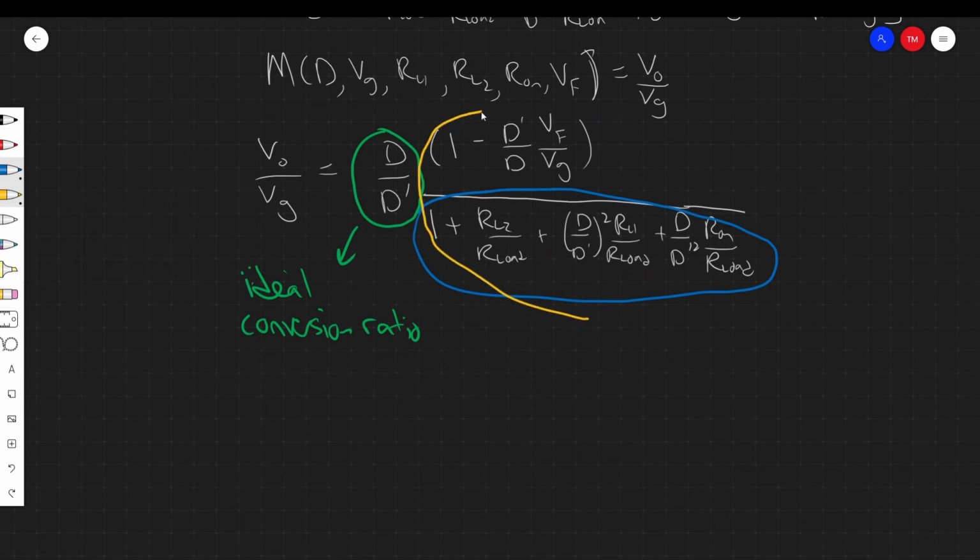So we have the ideal conversion ratio, which then means that this whole thing is related to the efficiency, right? This represents the conduction loss efficiency, you could say. It doesn't include switching loss or anything, it's just the conduction loss components. So this is the final solution, right? And it lines up with what we expect. Ideal conversion ratio times efficiency. Efficiency involves a voltage drop, and it also involves a voltage divider. And that's it. That's the final solution.